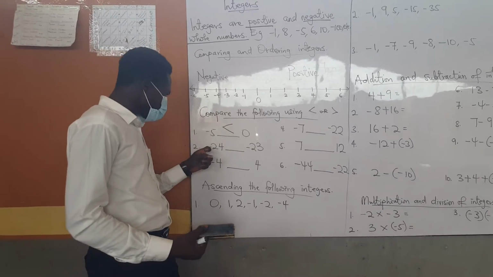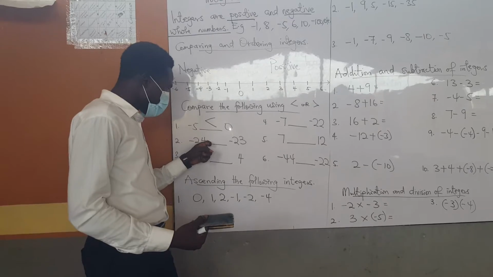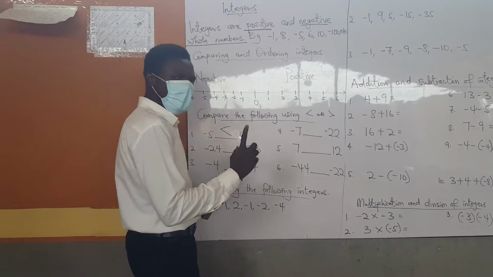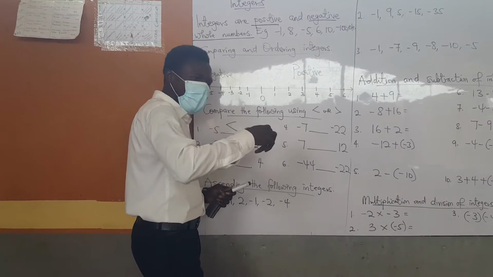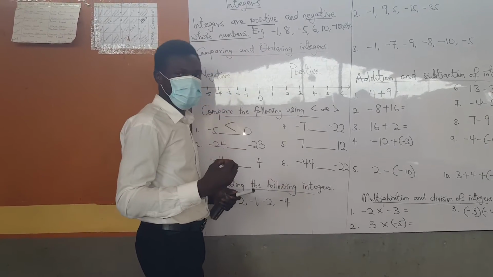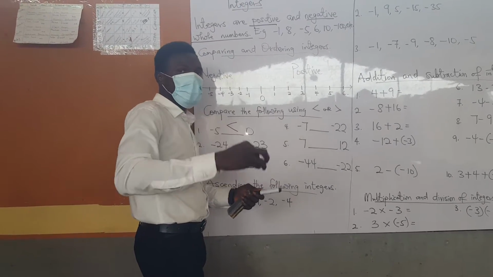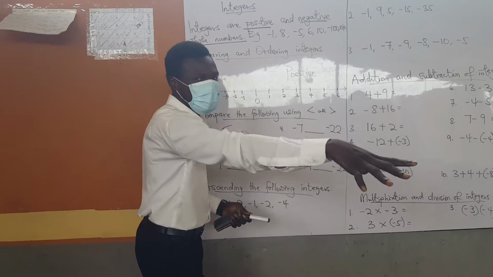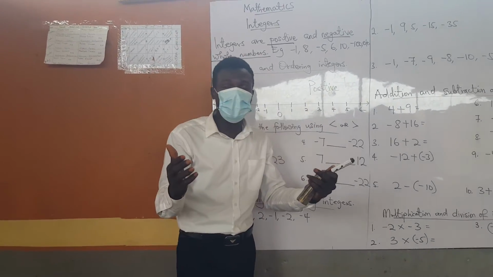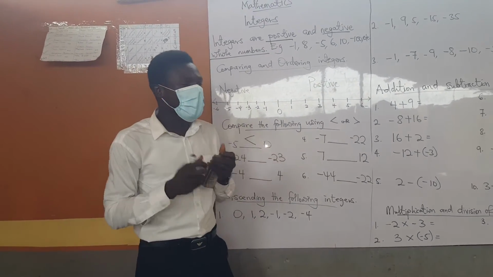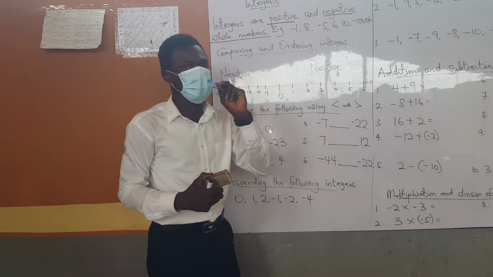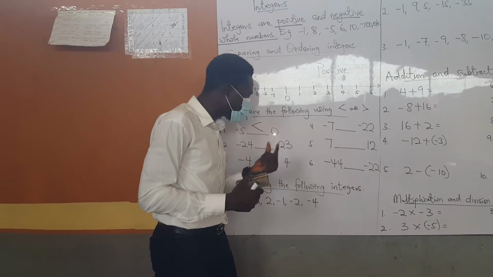So you have negative 24 comparing to negative 23. And one thing that you should know is that the highest number with the negative sign is the least. The highest number with the negative sign is the least when it comes to the negative part. If you put this at the back of your mind, comparing integers will be easier for you. So any number with negative, the highest among them is the least. So negative 24, negative 23.